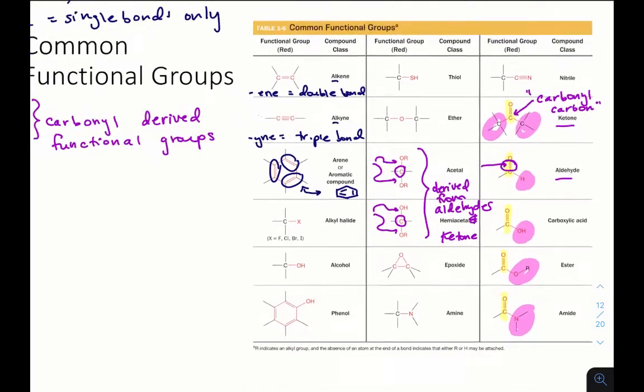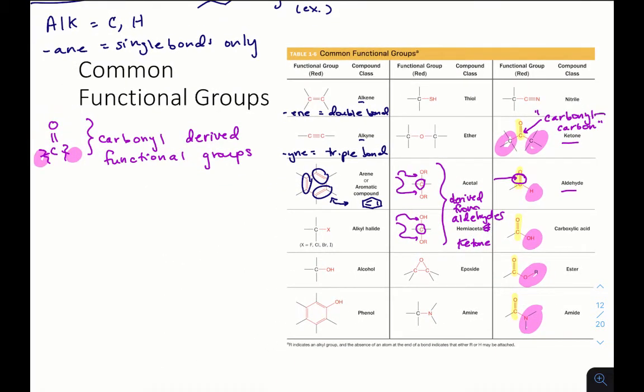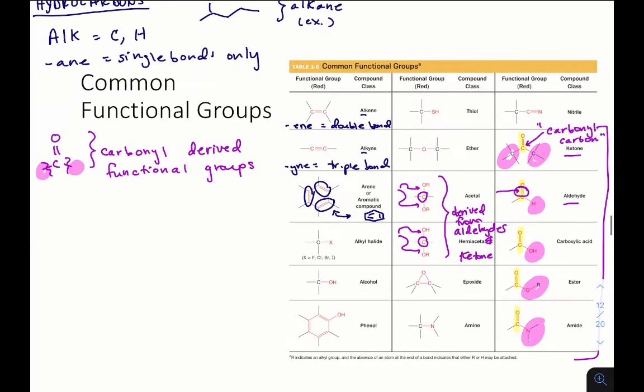But right now, I really want you to be able to recognize all the different carbonyl-derived functional groups. And if you recognize acetals and hemiacetals, awesome. If you don't, we'll get there eventually. But these here with just a carbonyl C=O double bond, you need to start recognizing them right away.